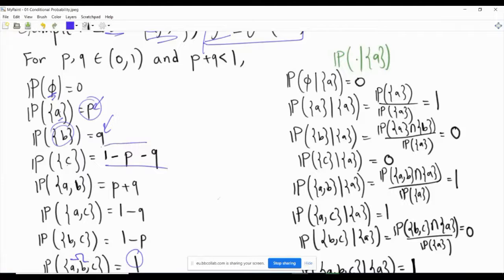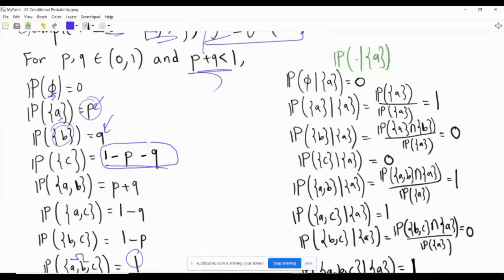And of course, if I write down something like 1 minus P minus Q, I am assuming that P plus Q is not above 1, because if it's above 1, then this will be negative, and we don't have negative probabilities. So that's the third assumption, that P plus Q is less than 1. We'll take it also to be strictly less than 1.